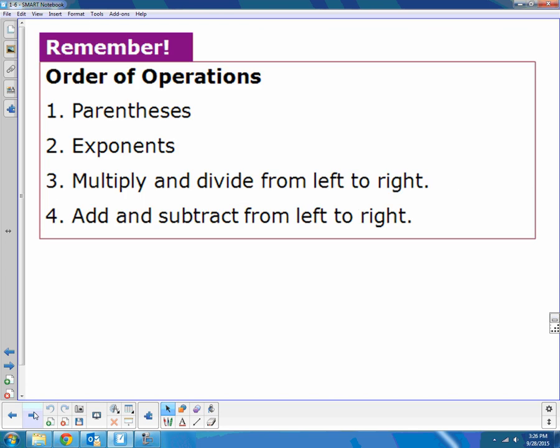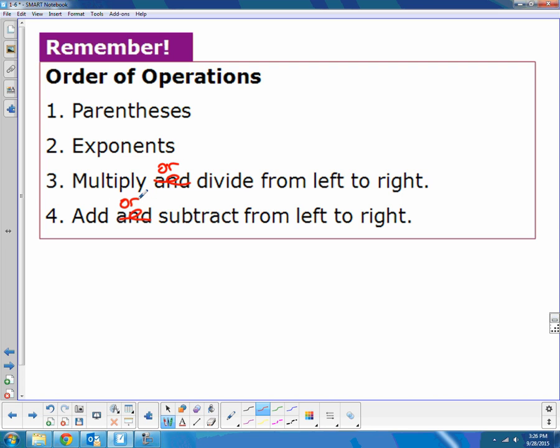Here are our order of operations. When we are simplifying expressions, I know you've seen this before. We do our parentheses first, then the exponents, then multiply or divide from left to right. So I would almost correct the book here and say multiply or divide, whichever one comes first. It isn't always multiply and then divide. It's multiply or divide, whichever one comes first from left to right. And then we add or subtract from left to right, depending on which one comes first.